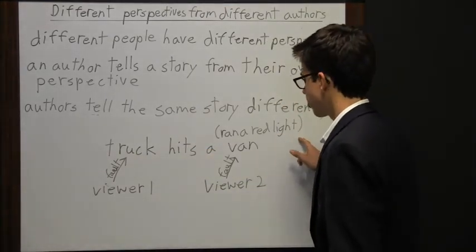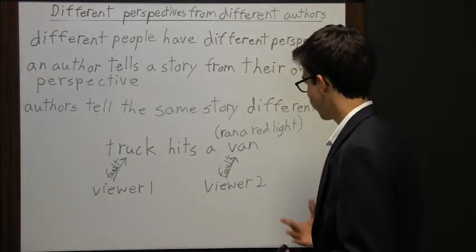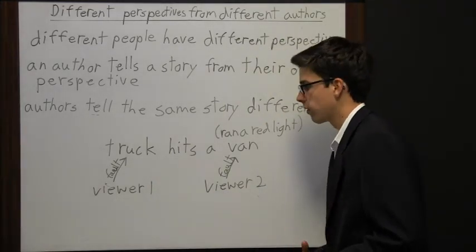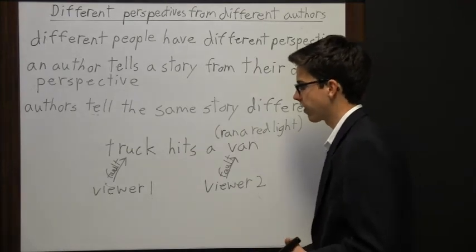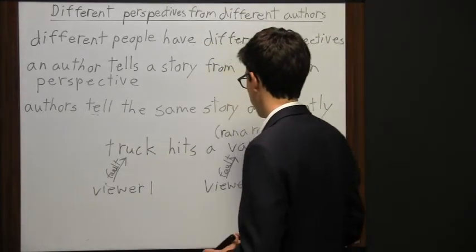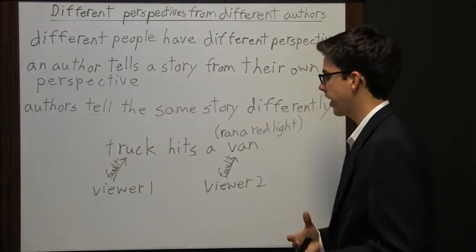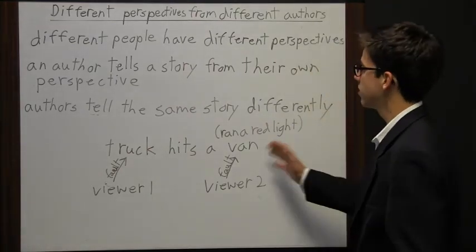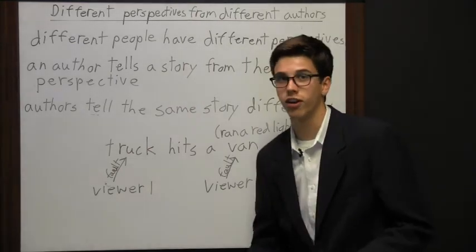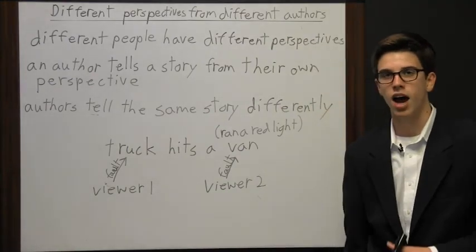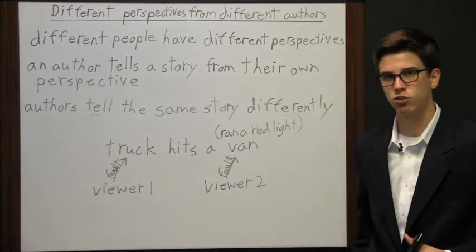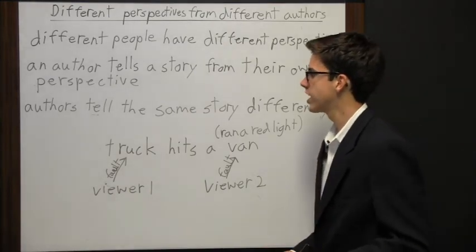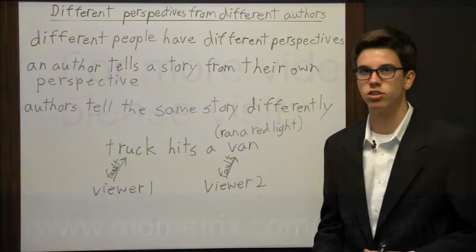So we have viewer 1 and viewer 2, and both are just going off what they saw from their point of view, from their angle, based on the information that they know. Viewer 1 thinks the truck's at fault, while viewer 2 thinks the van is at fault. So you can see here, both from this example and the earlier example I talked about with arguments, how people's point of view causes them to emphasize different aspects of a certain story. And so that's why two authors can tell the same story two different ways.